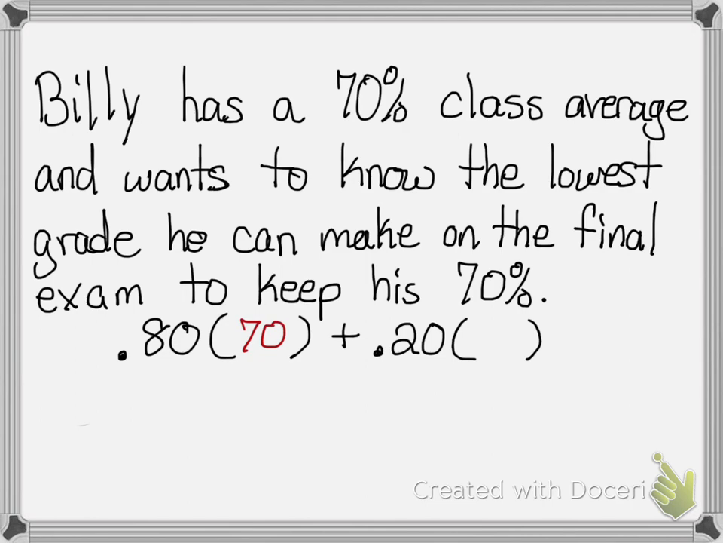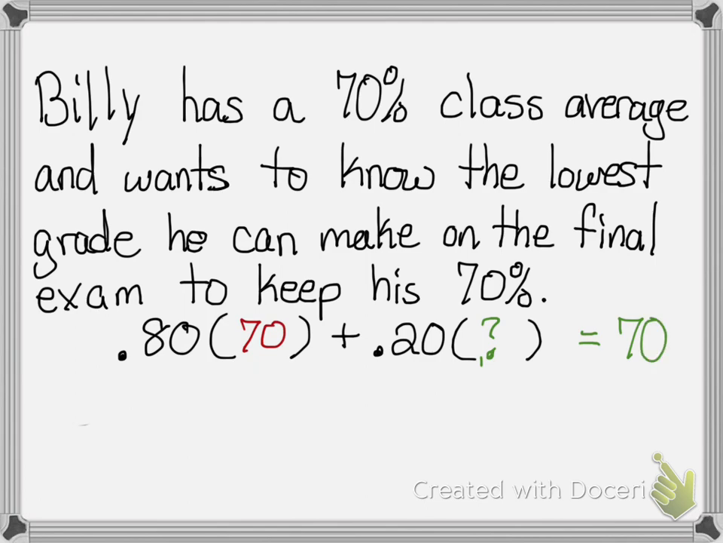All right, here's the most popular question that everybody always asks. What's the lowest grade I need to make to keep my average? Well, let's look at this scenario. Billy has a 70% class average and wants to know what's the lowest grade he can make on the final exam so he can keep his 70 as a passing grade. So I went ahead and plugged in 70 as his class average grade. We don't know exactly what exam grade he can make quite yet, but we know we want the total to be a 70 because he wants to keep that 70 average.